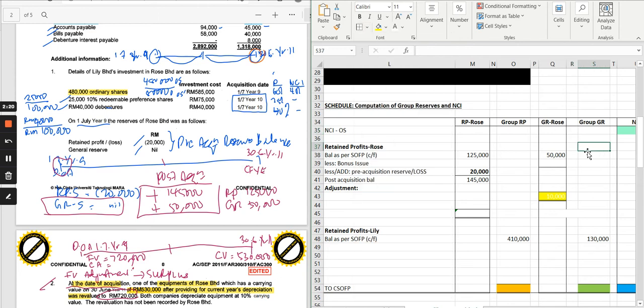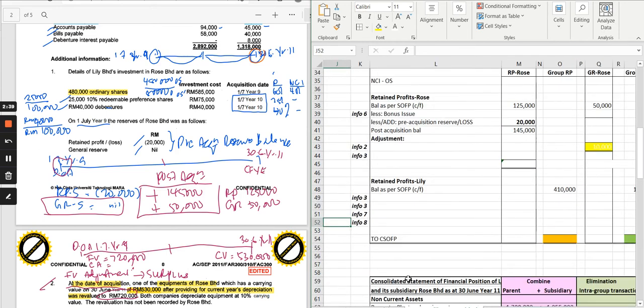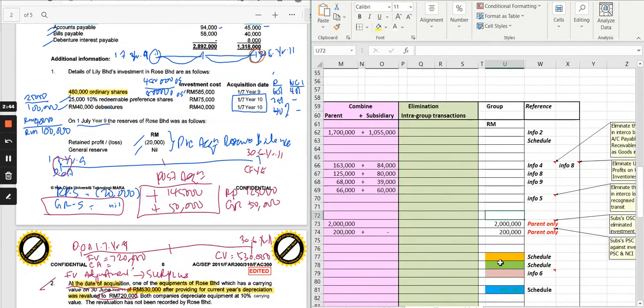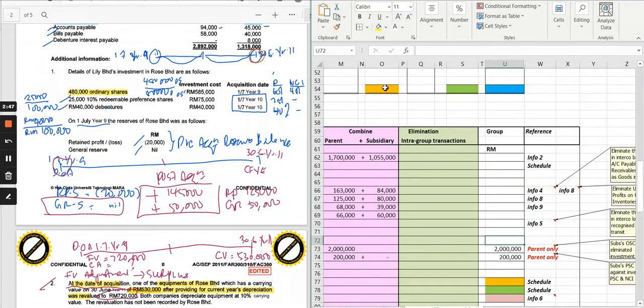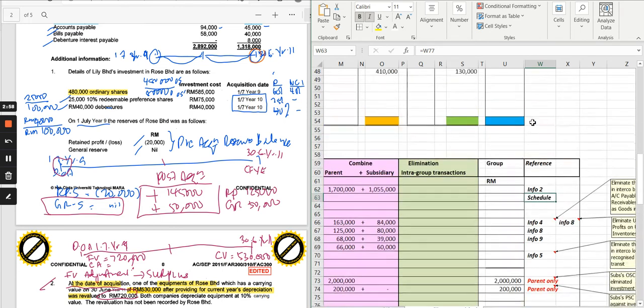And in the same schedule, you are also going to create one column for your non-controlling interest, because you need to find these 3 totals here that I put in different colors, which you will later transfer to your consolidated statement of financial position. Remember earlier I showed you this one, and this color here, right? So this one will be transferred here, so it comes from the schedule. So there are 3 things that come from the schedule, including also the calculation of the goodwill.